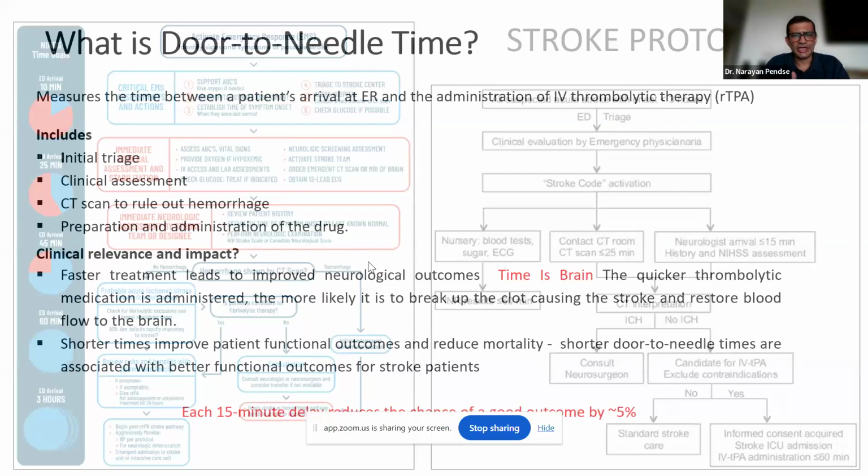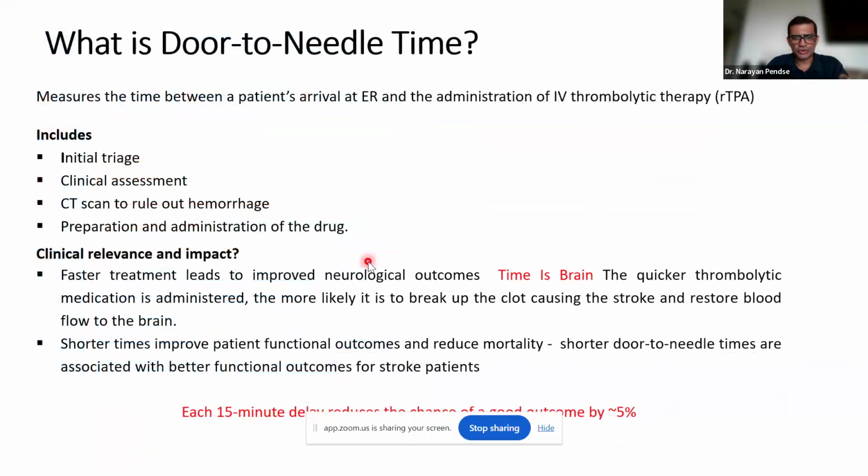So what is door to needle time? Basically, when you have an ischemic stroke, whenever a stroke is due to an artery in the brain being blocked because of some intravascular or intra-arterial block, it needs to be given a medicine which dissolves this clot, and this medicine is given intravenously. It can be given in the emergency itself, but time is important and it needs to be given within 60 minutes of the time of onset. And every 15-minute delay reduces the chance of a good outcome by 5%. That is how important it is to be given in a timely manner.